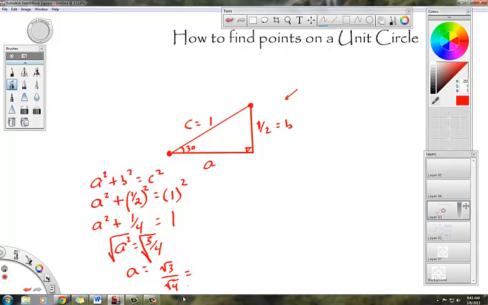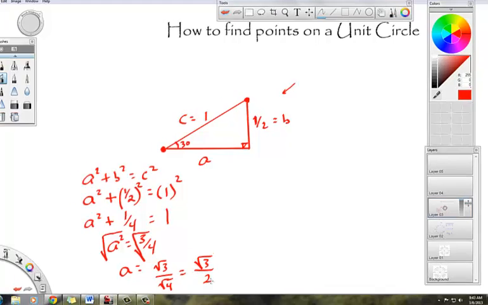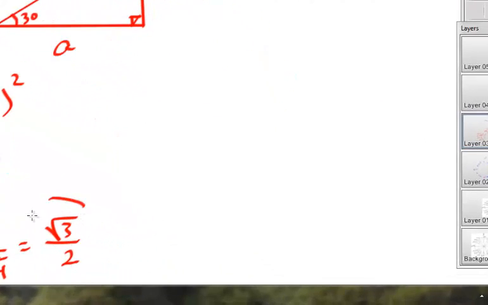We simplify if possible at this point. The square root of 3 does not simplify. The square root of 4 is 2. So that actually is good to go right there. We don't have any more shenanigans to do with that. We can call a equal to the square root of 3 over 2.